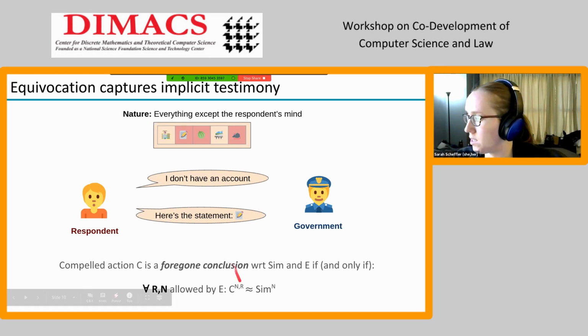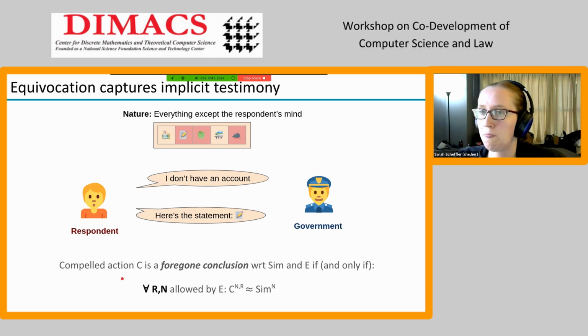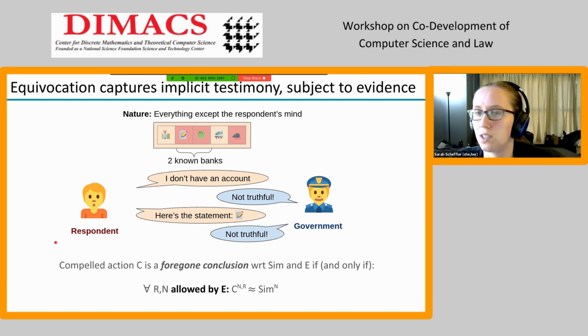So this indistinguishability result must hold for all settings of respondent and nature, except those that we know to be untrue. So if the government knows, for example, that you already have 2 credit card accounts, then the respondent cannot equivocate to a world where it only has 1. We just automatically prevent them from doing that.